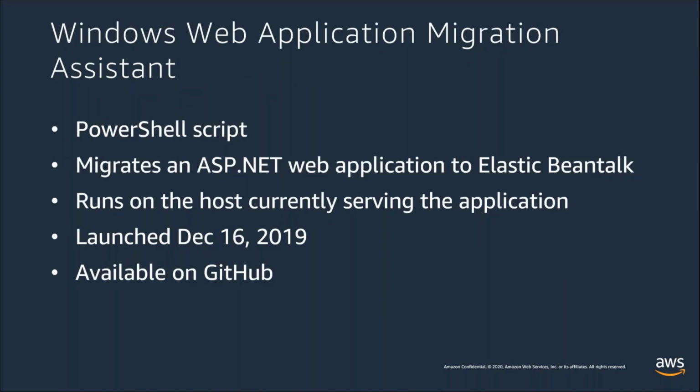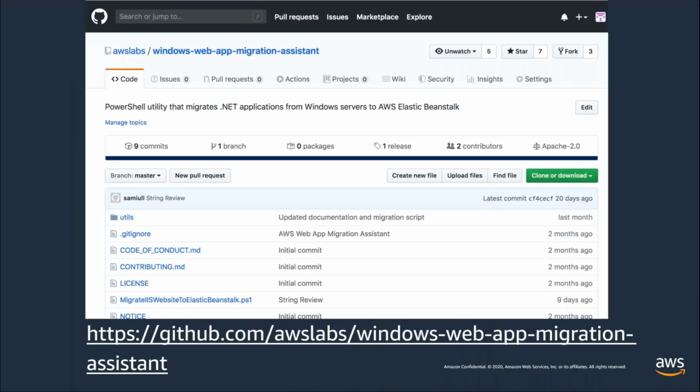The Windows Web Application Migration Assistant is a PowerShell script developed and maintained by AWS as an open source project available in GitHub. You can run this script on your host currently serving web applications, and it assists you to move those applications to AWS Elastic Beanstalk. As mentioned, the Migration Assistant script is available on GitHub, and you're welcome to download and use it, or contribute to it similar to all other open source projects.